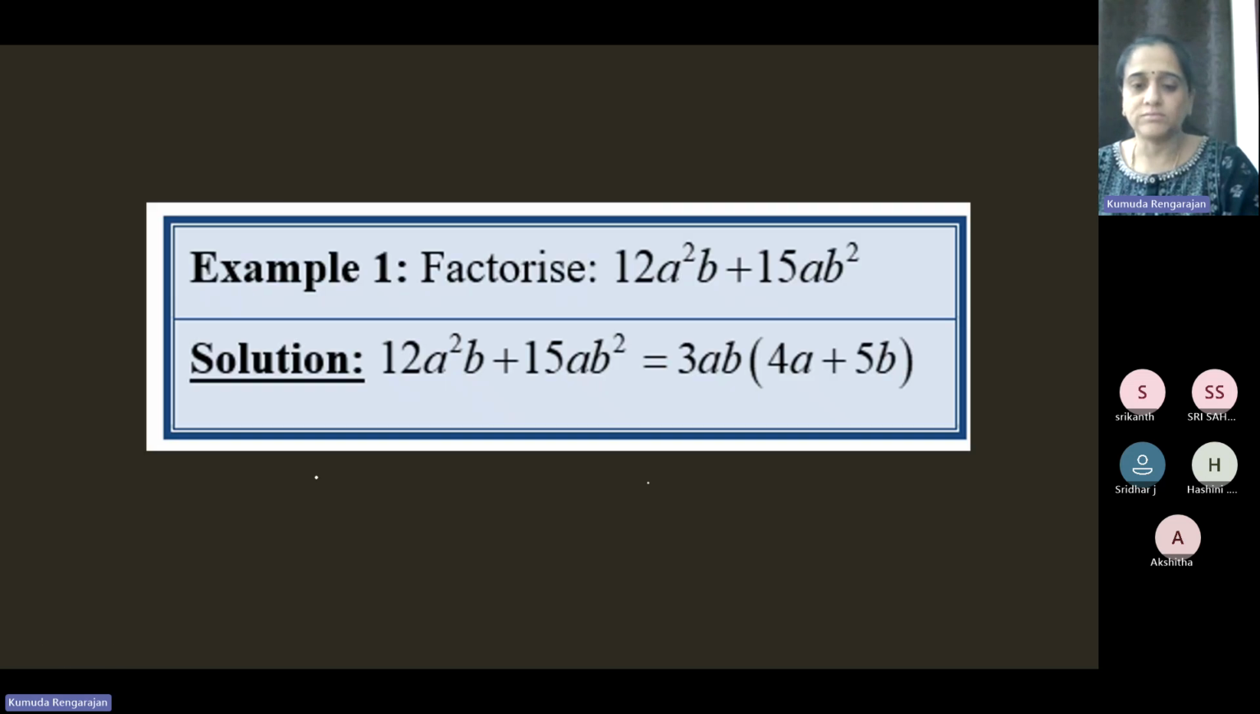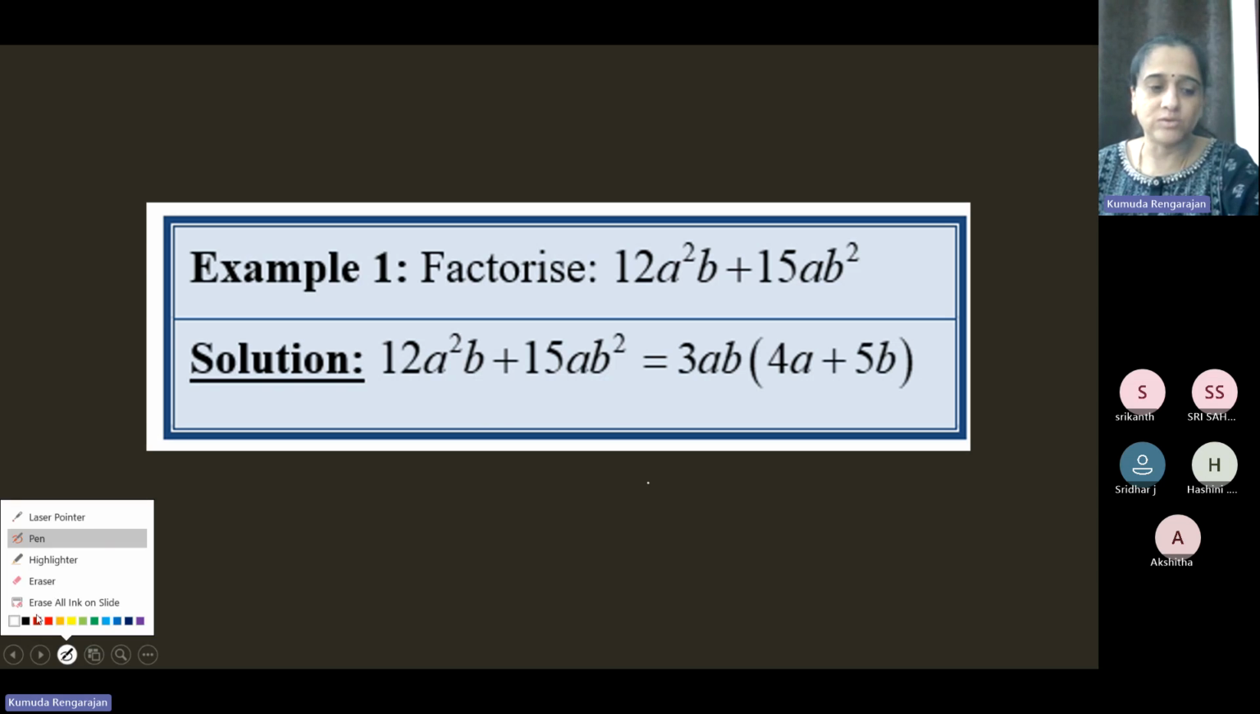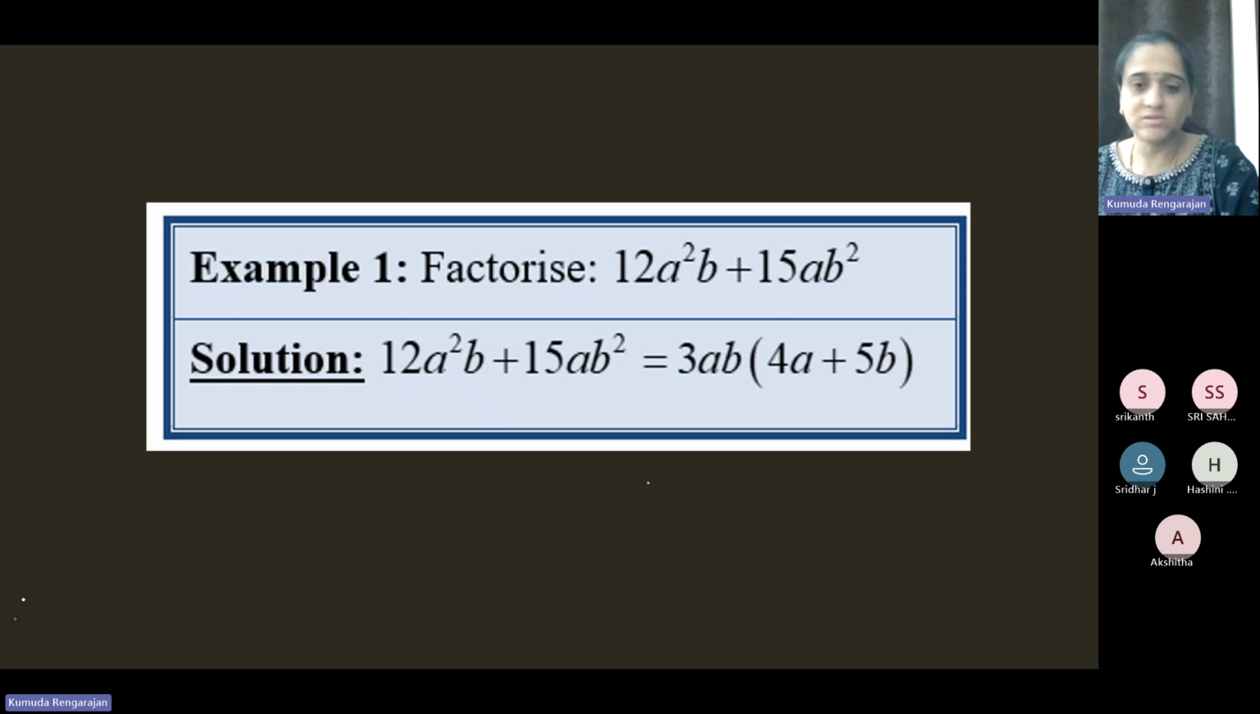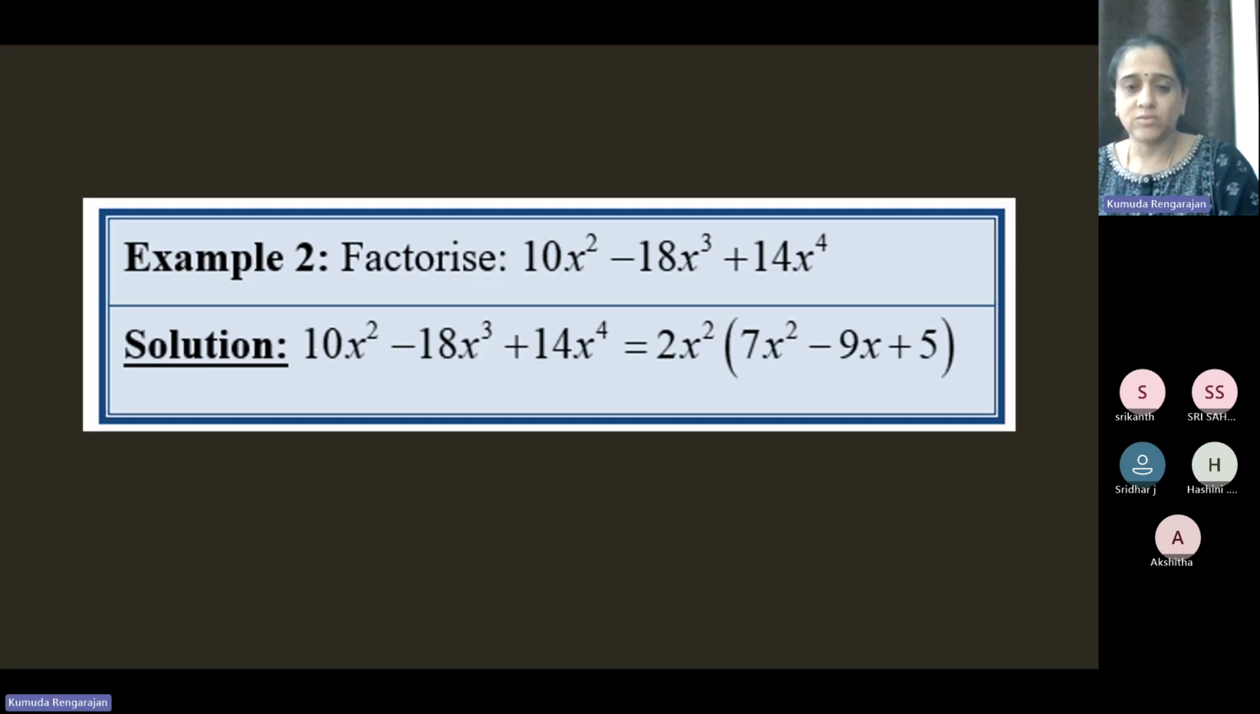Okay. Now look at the second one. So we're not writing now. We'll understand the different types of factorizing methods. And then we'll see. If time permits, we'll do the classwork today, or you can complete it at home. This is clear, right? Now the next one.